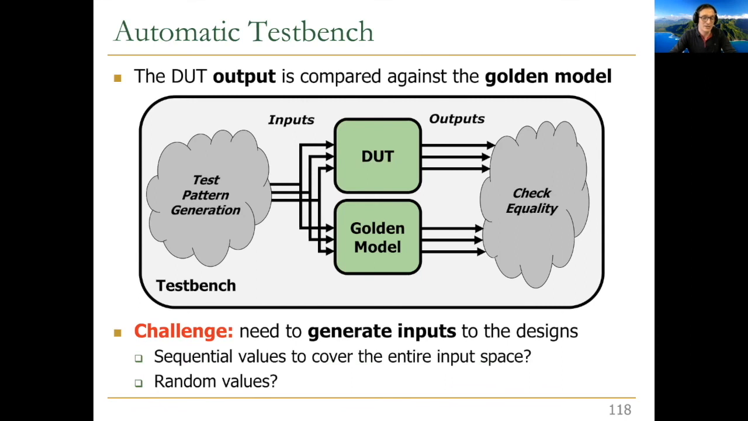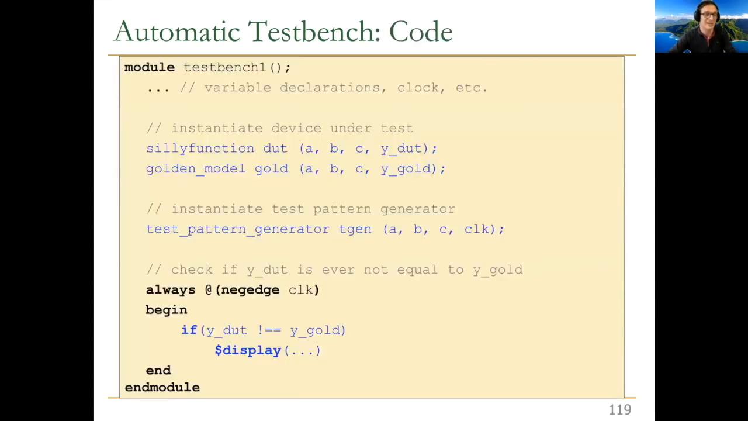The challenge is, now there are two challenges actually. One is the golden model needs to be correct, as we discussed. And also you still need to generate inputs to the designs. Do you do sequential values to cover the entire input space? Do you do random values? How do you actually select your inputs to apply? And this is actually a fundamental problem. No question about that.